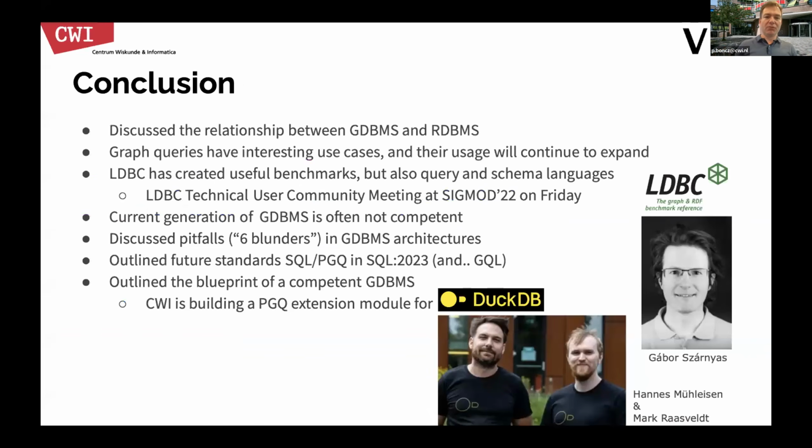So with that, I'm at the end. It's time to wrap up, to conclude. I discussed the relationship between graph data management systems and relational data management systems. I pointed you to some use cases, and I do anticipate that the use of graph systems will continue to expand. I talked quite a bit about LDBC. It has created useful benchmarks, but it also has gotten involved in query and schema languages.